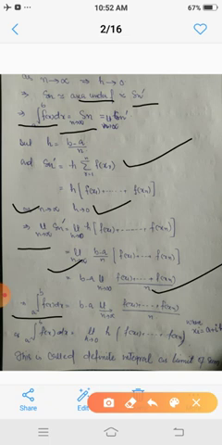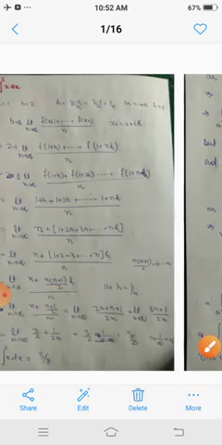So this means that the integral a to b f dx is actually limit h tends to 0 h into f of x1 plus so on to f of xn, where xi is a plus ih. This very expression or this very formula is called the definite integral as a limit of sum.